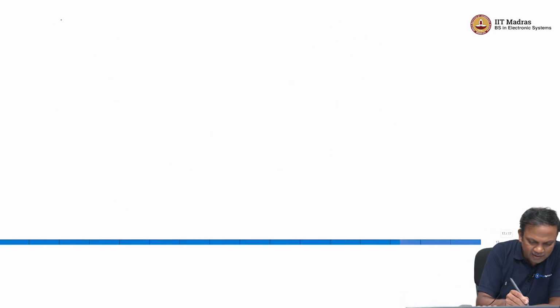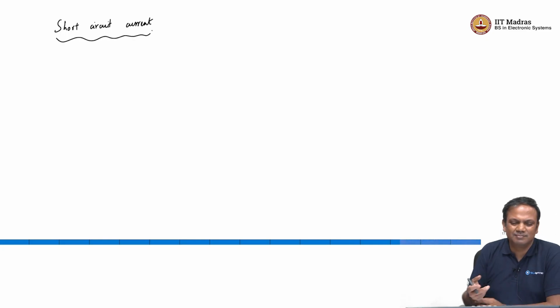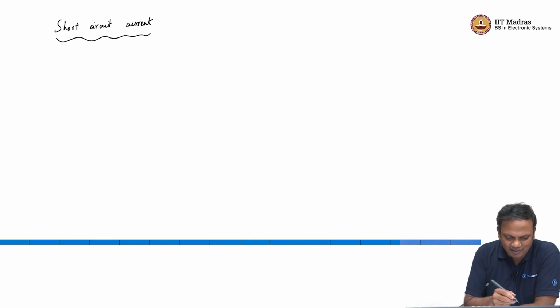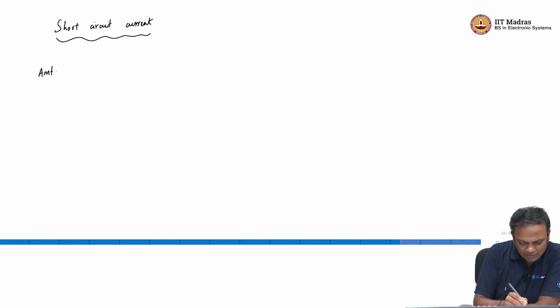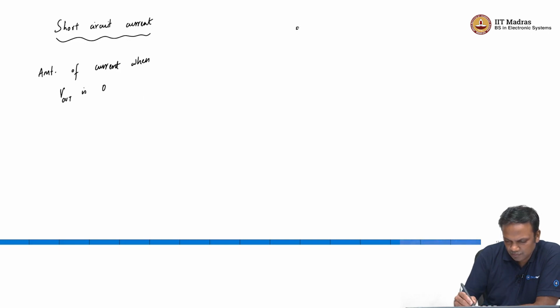So, now let us calculate the short circuit current. Now, the definition is straightforward, right. It is the amount of current when V out is 0. So, this again we will measure at 3.6 volt.